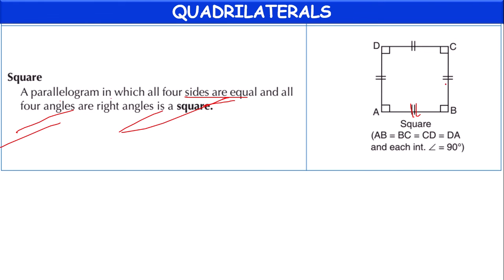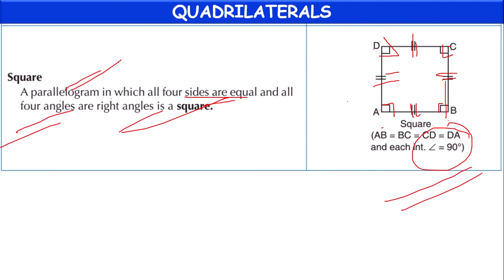So four sides ABCD: AB equal to BC equal to CD equal to DA. Four sides are equal. Angle A equal to angle B equal to angle C equal to angle D, each one equal to 90 degrees. So that is called a square.